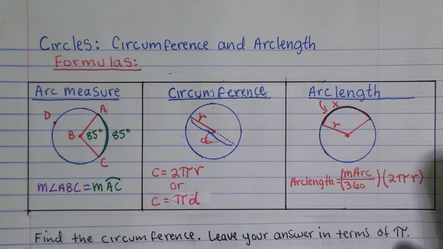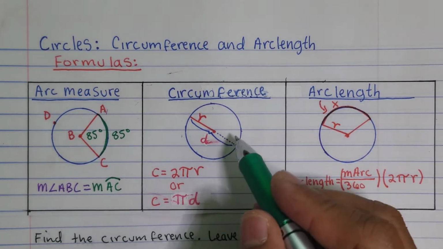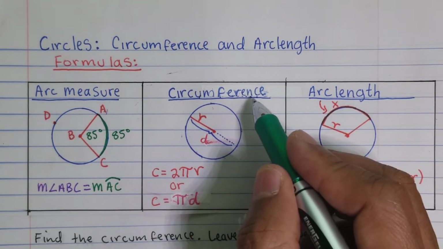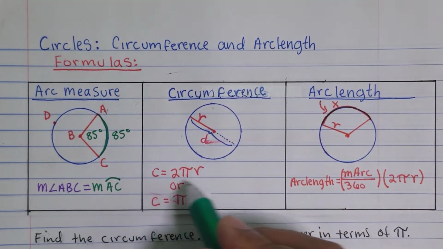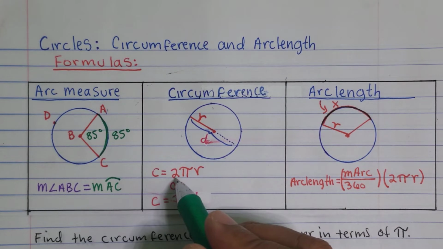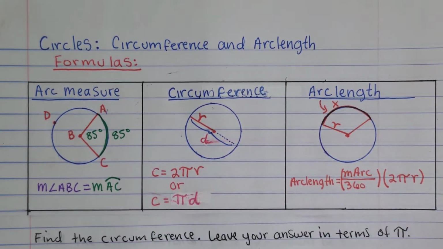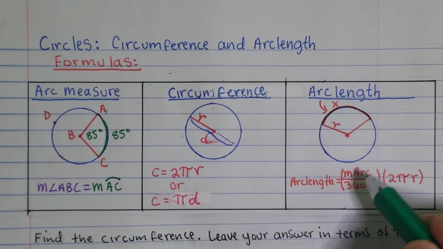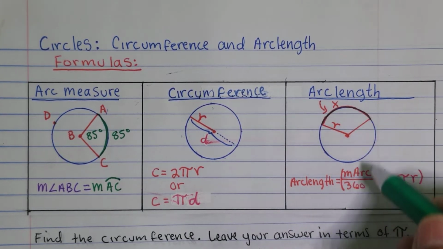Okay. All right, so for circumference, you've seen this before. The formula for circumference that we'll be using is 2 pi r, but it's also pi d. So if we know the diameter, we can use the diameter. If we know the radius, we multiply the radius times 2 and multiply by pi, and that gives us the circumference.